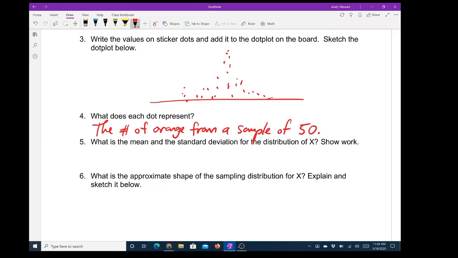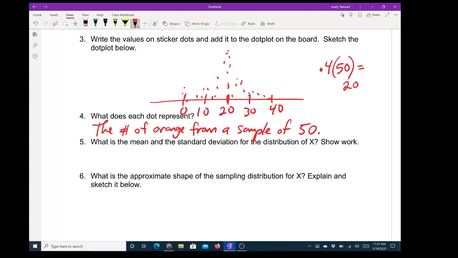Now that would mean that the scale here, okay, what would be our expected value? Well, if you think about it, if we have 40% and we took 50 at a time, we would expect the mean to be 20. So our peak should be 20.